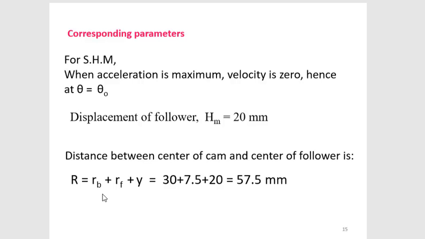So we know that we have assumed the RB value as 30 mm, RF value as 7.5 mm. Both of these values we have assumed, and Y is the lift or the stroke which is given in the question, 20 mm. So when you add up these things, you get the distance between center of cam and center of follower.